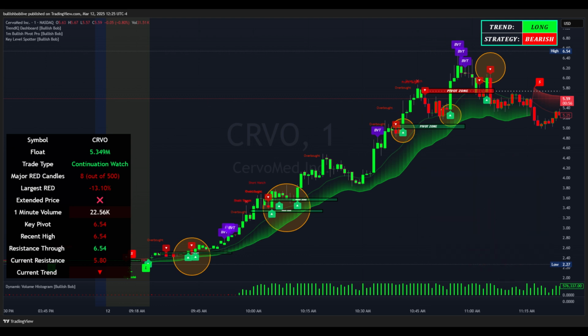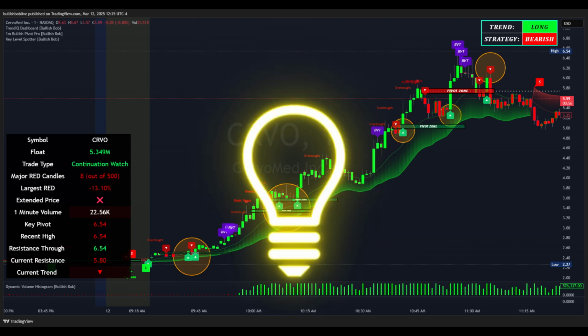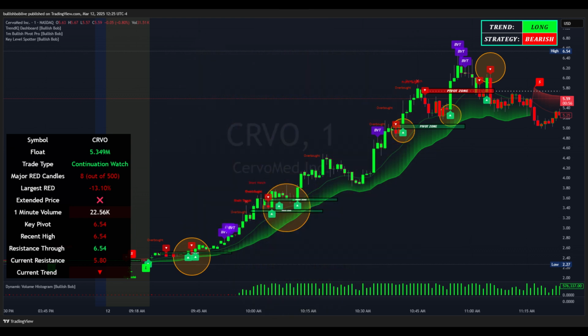When a BVT signal appears, I prefer to secure some or all of my profits, as a pullback often follows. If I'm not already in the trade, I wait for a pullback and a confirmed close above a new key pivot zone to mitigate risk. Maintaining discipline and following the strategy ensures consistency and execution.